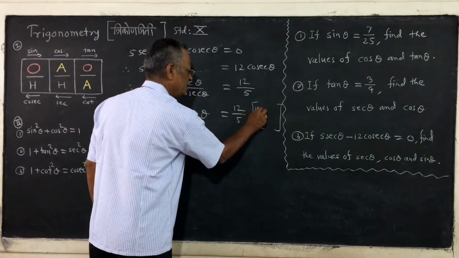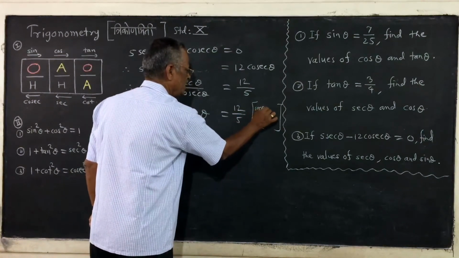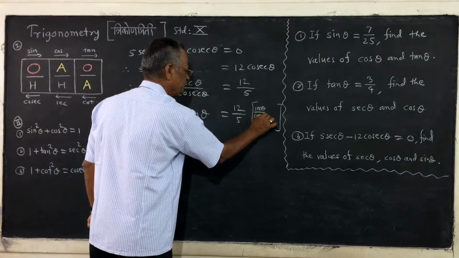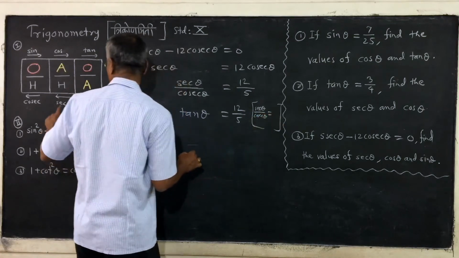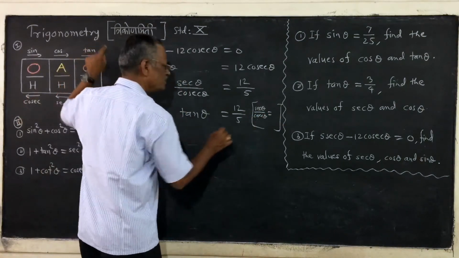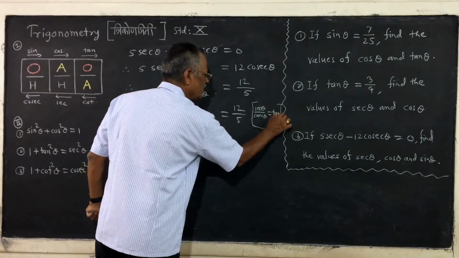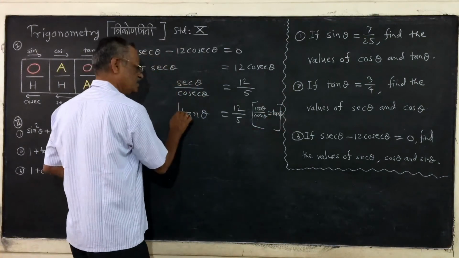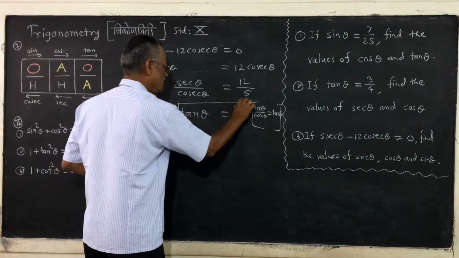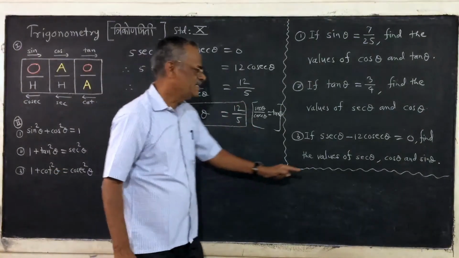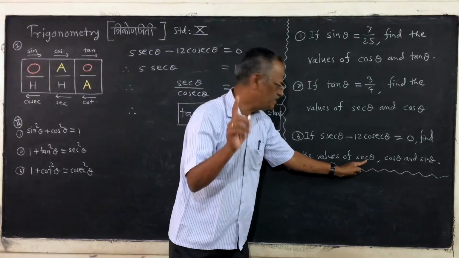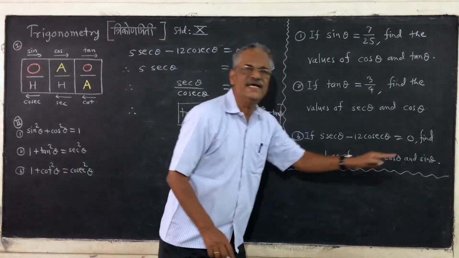Sec theta upon cosec theta is equal to tan theta. You can write the reason. So you are getting the value of tan theta. But what is the question there? Find out sec theta, cos theta and sin theta.